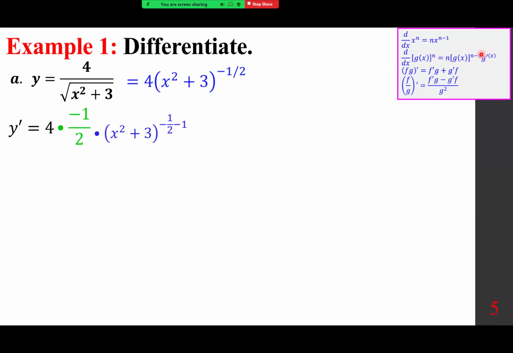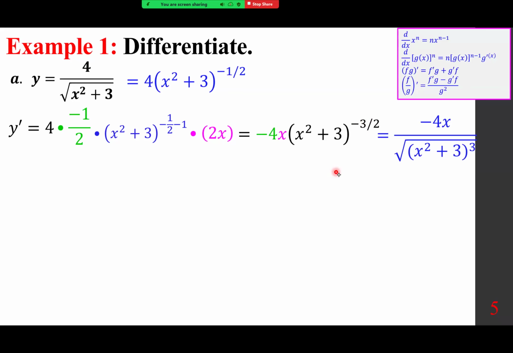And finally, by the chain rule, the extended power rule, the derivative of the inside, which is 2x. 4 and negative 1/2, the product is negative 2, with 2x becomes negative 4x. You repeat this one to the power of negative 3/2. And this goes down, makes it positive 3/2, or you write it as a square root. So this is 3/2, this is 3, everybody, to the power of 3/2 in the denominator. That means square root of x squared plus 3 to the power of 3. That's the meaning.